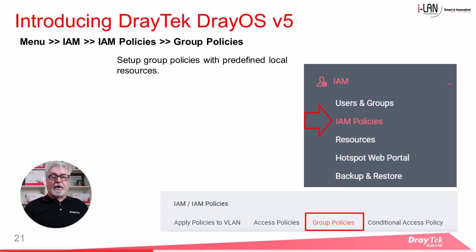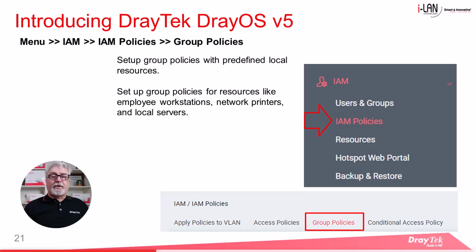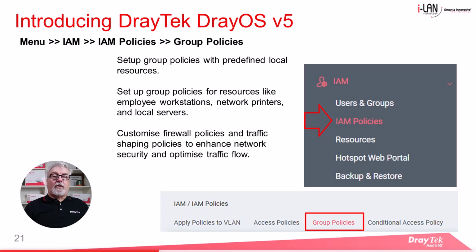Creating and applying group policies with predefined local resources is an excellent approach to managing network security and resource utilization. Group policies allow you to define rules and configurations for specific groups of devices or users. You can set up group policies for resources like employee workstations, network printers, and local servers. Additionally, you can customize firewall policies and traffic shaping policies to enhance network security and optimize traffic flow. Note that an access policy only controls who or what can access the VLAN. Group policies control access to resources and services.